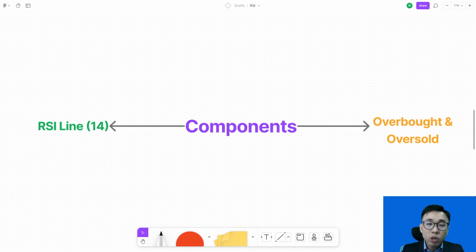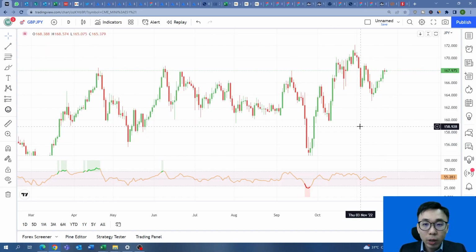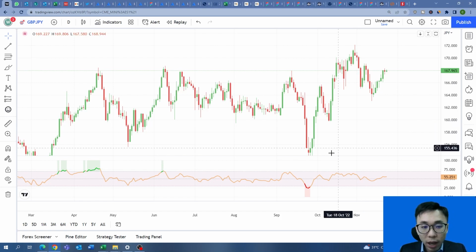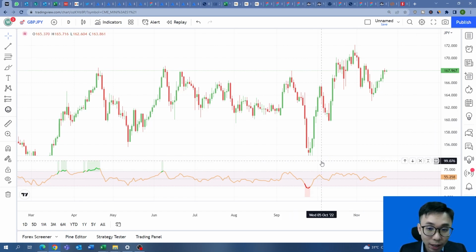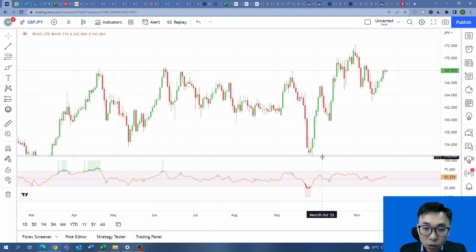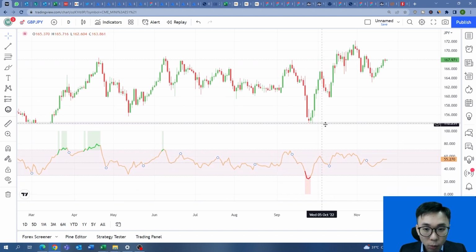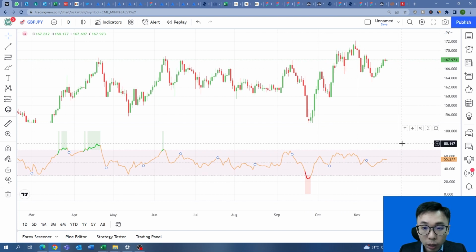So right now we will look at how it looks on the platform that you might use. We are going to use TradingView for this demo. However, it might look slightly different in MetaTrader 4, but both still function the same way. Now, right here, we are looking at a pound sterling to Japanese yen graph, and this is our RSI indicator. So let's make it slightly bigger so that we can see each component that it has.